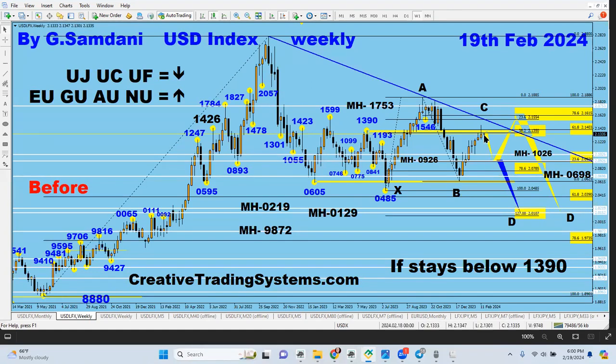So let's see what happens. First things first, we need to stay below 1390 and drop to 0926. Okay, so this is it for now.